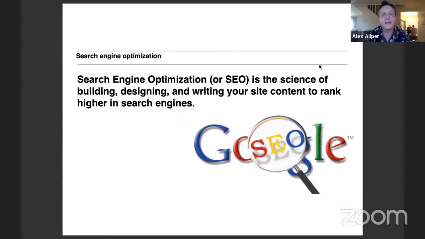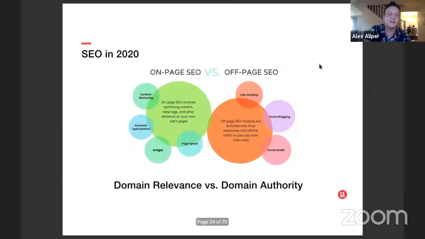All right, you guys, SEO, search engine optimization, the science of building, designing, and writing your site content to rank higher in search engines. And then we'll pause for some questions after this SEO portion. So SEO is very important, you guys. And there's two different types of SEO. There's on-page SEO and there's off-page SEO. On-page SEO is called domain relevance, and off-page SEO is called domain authority.